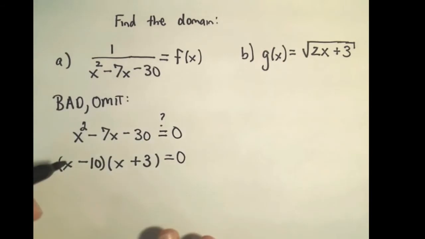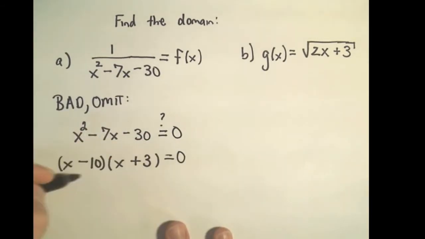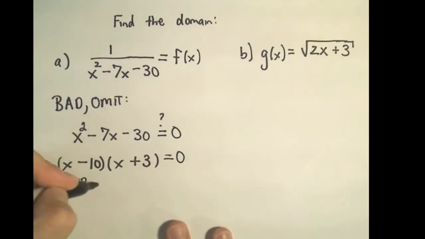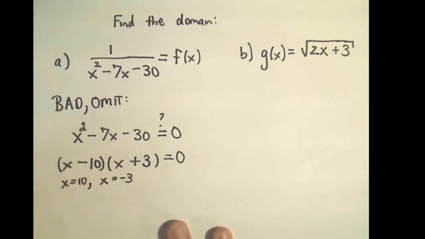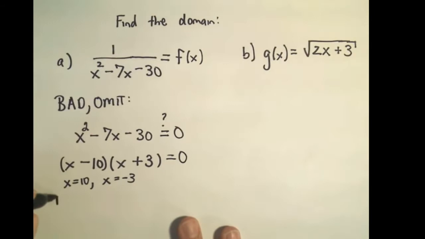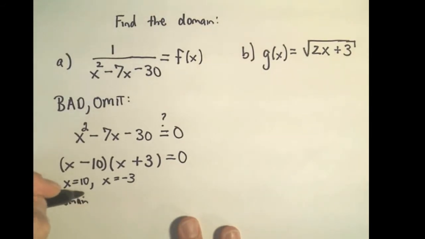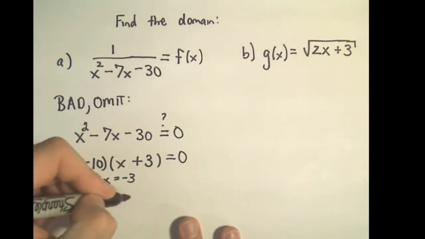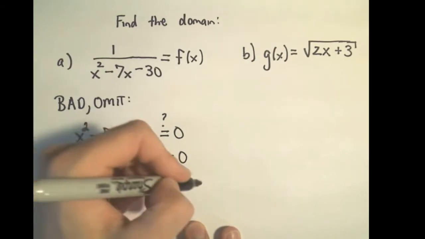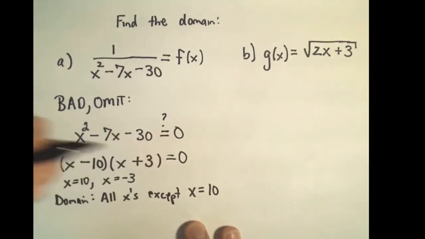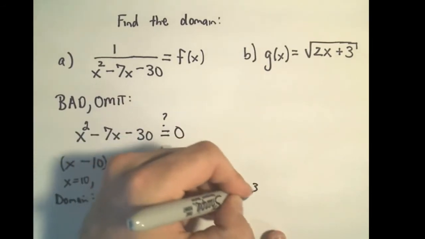And again, I want this to equal 0, so if we set x minus 10 equals 0, we'll get x equals 10, and we'll get x equals negative 3 as solutions. So our domain is going to be all values of x, all values of x except for x equals 10 and x equals negative 3.